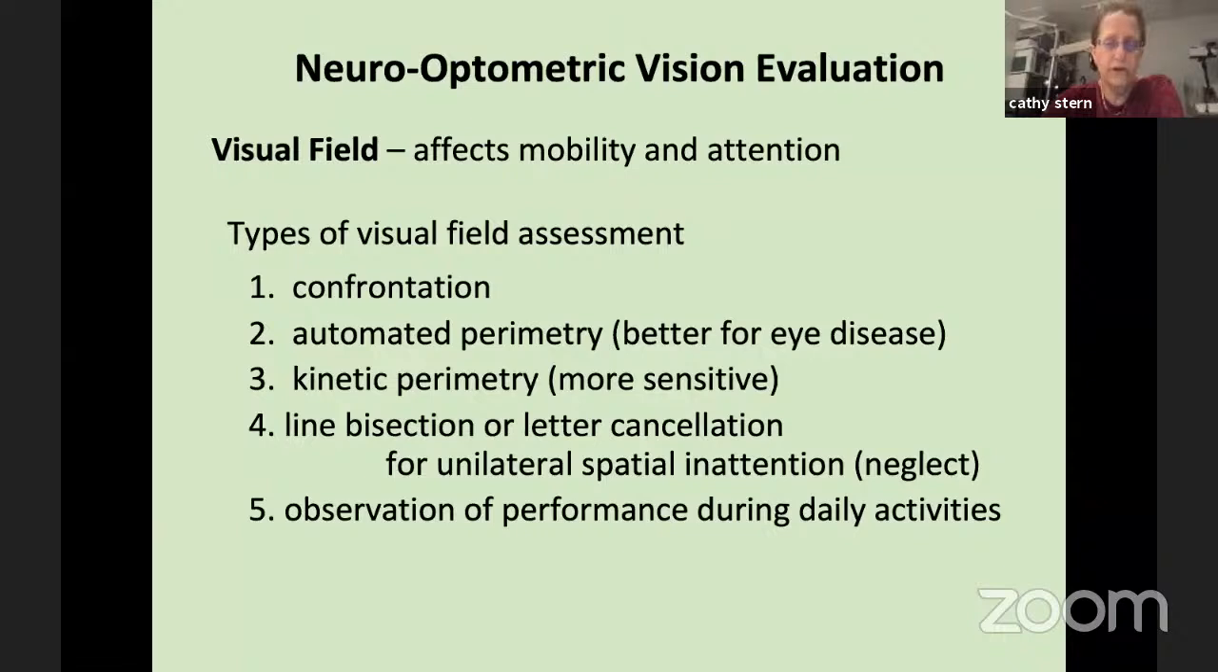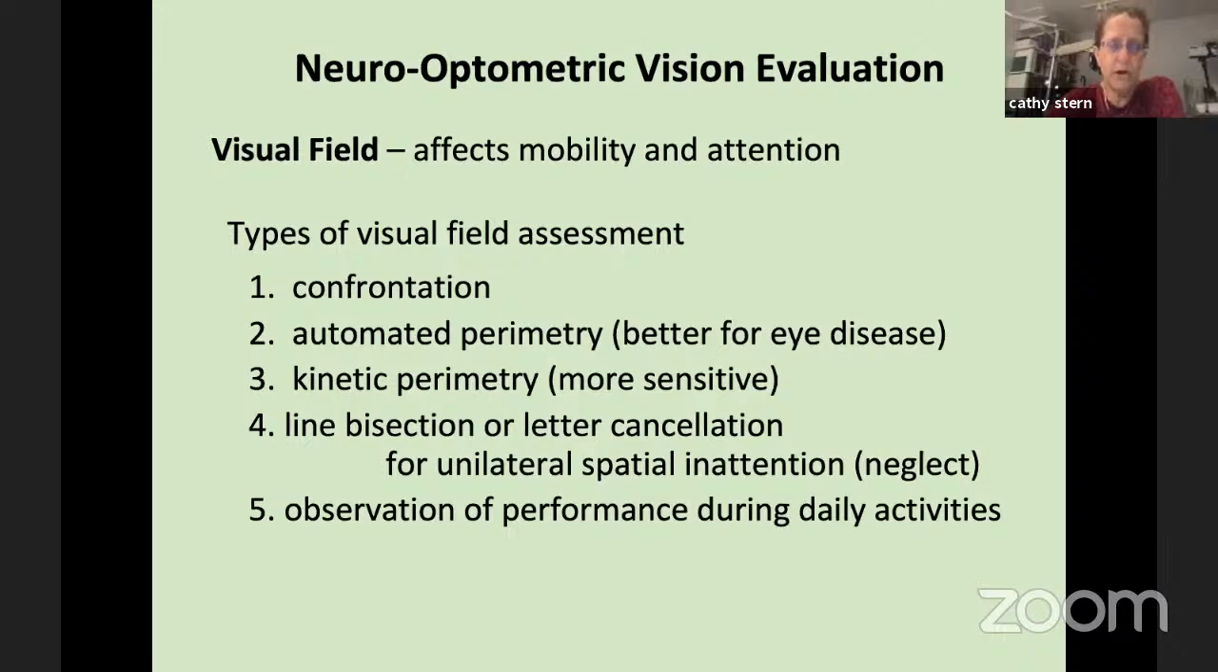I don't use them very often because I've usually figured out that they have that condition without doing those tests, but it is one way to look at how they are perhaps attending only to half of the visual field.